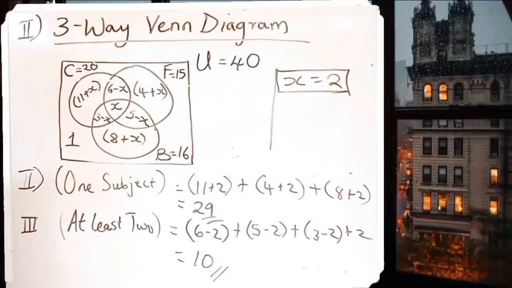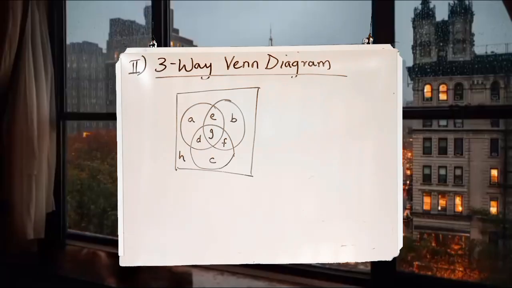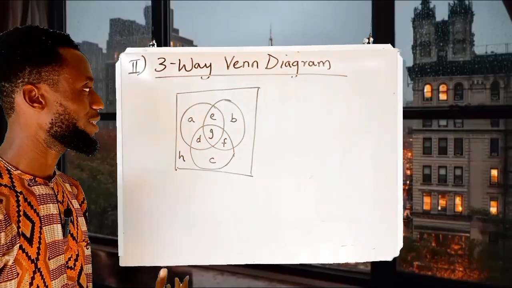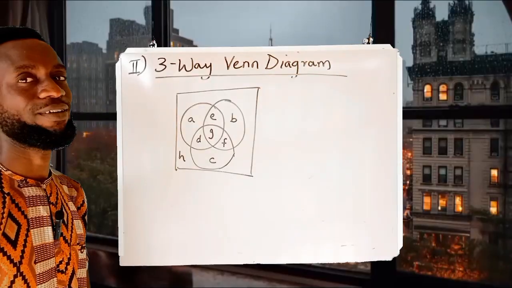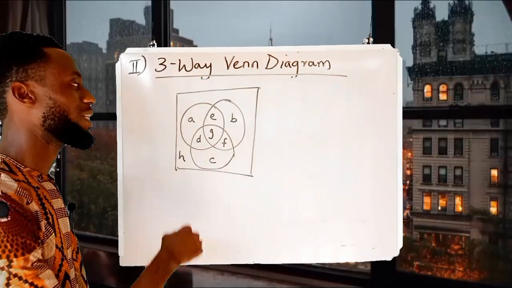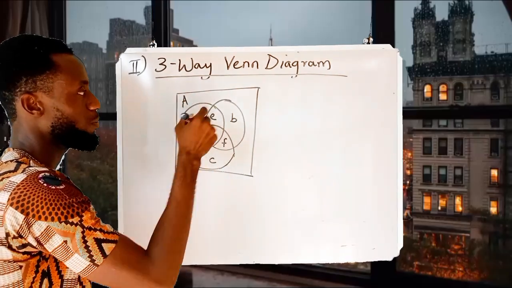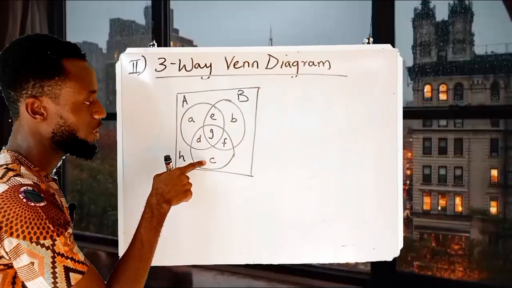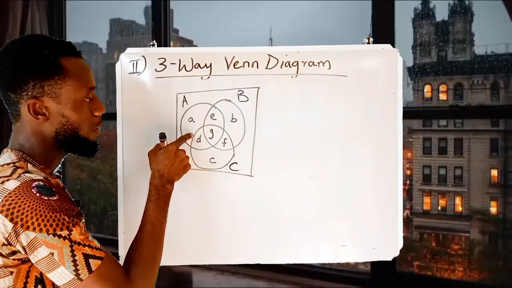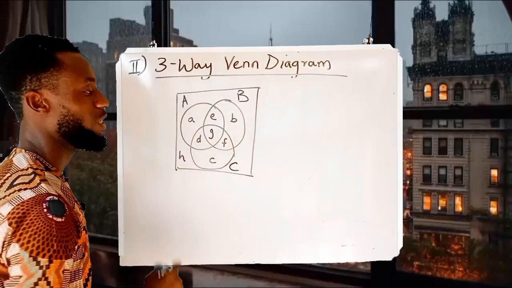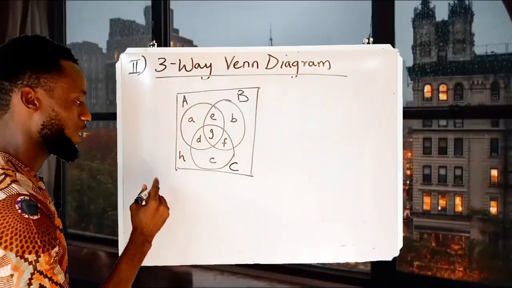Now let's go into the notations of the different compartments in a three-way Venn diagram. So here with me is a typical three-way Venn diagram, and each compartment has been labeled. The usual A only is given the symbol A, B only for B, C only for C, A and C only D, A and B only E, B and C only F. Okay, so let's start with A only.